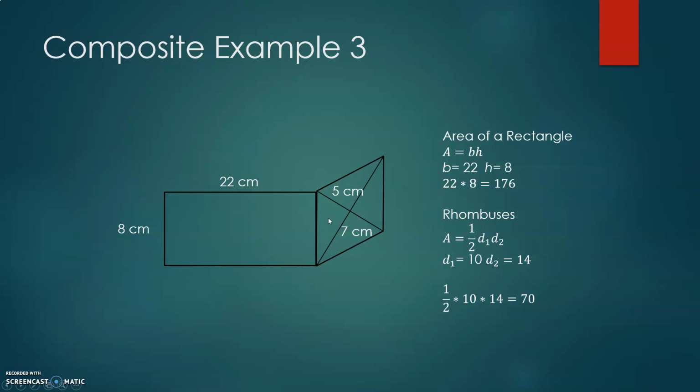So if I want to know the entire area of that composite, I just have to add the 176 from the rectangle to the 70 we got for the rhombus, and that gives us a total of 246 centimeters squared, or square centimeters.